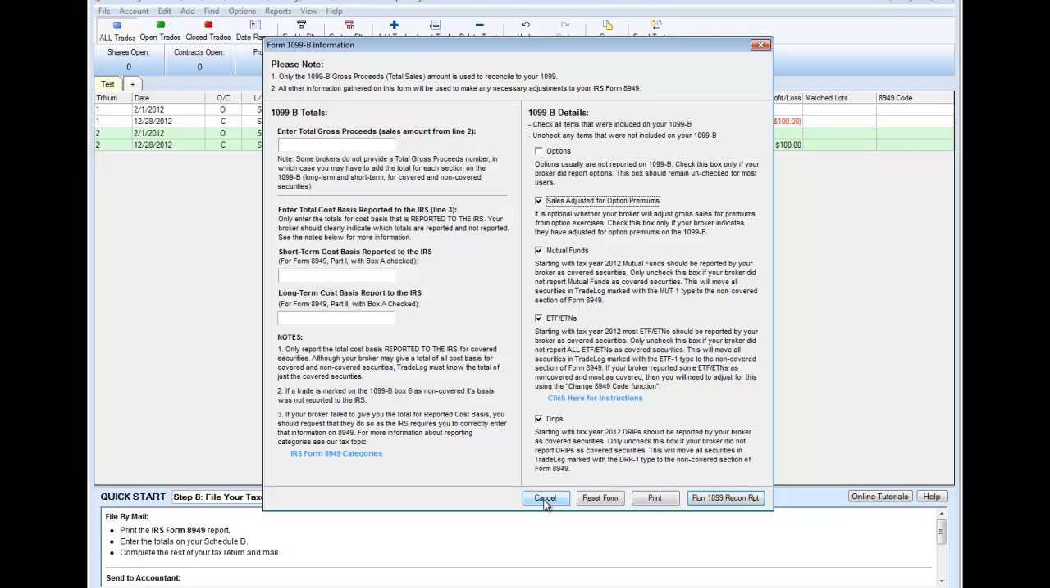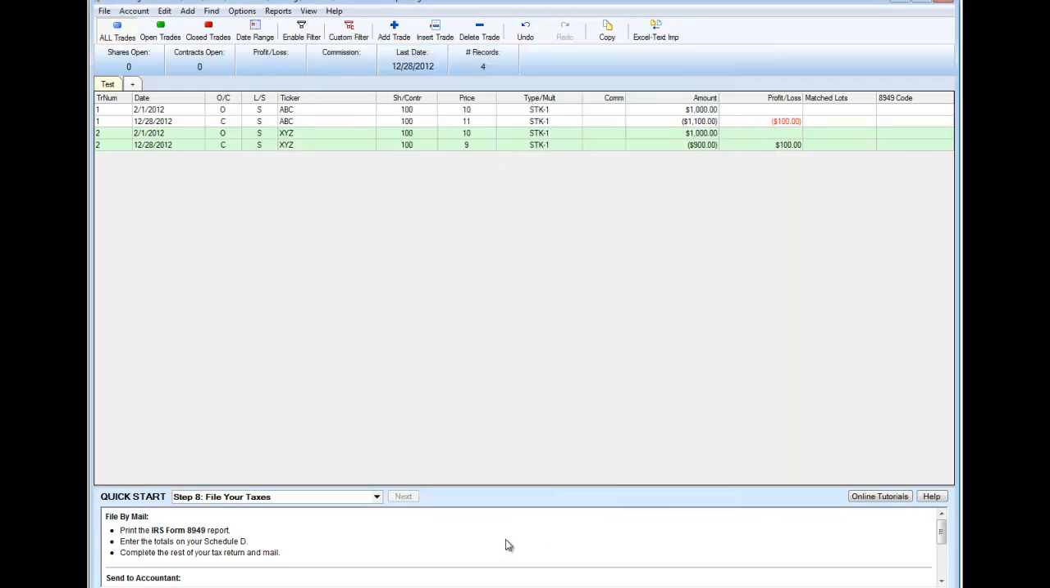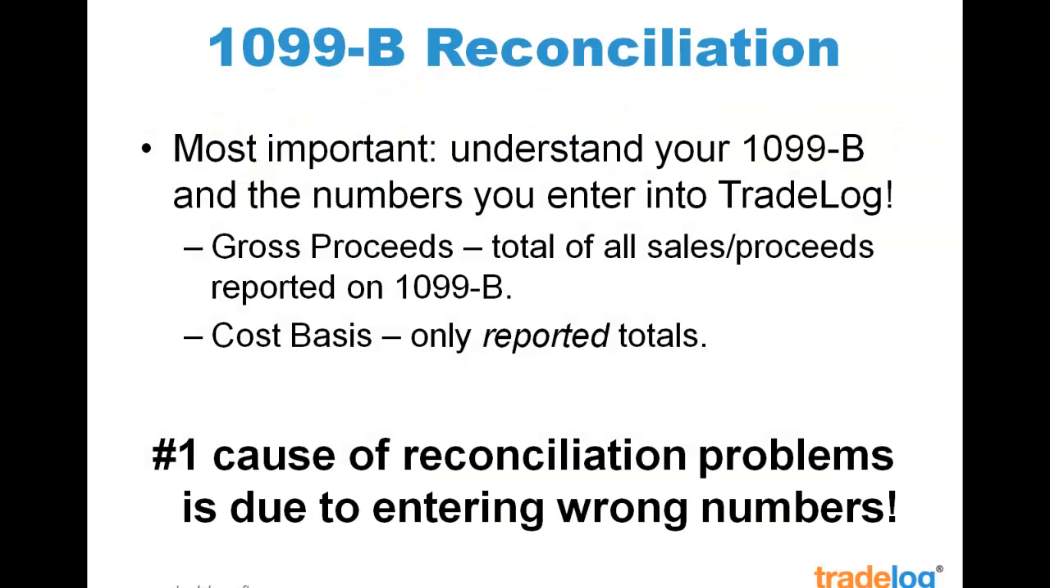The key is you need to look at your 1099 and you need to understand exactly what's being reported, and not being reported, by your broker. It's the number one cause of reconciliation problems. People contact us, my reconciliation report has a big difference. It's usually because they didn't enter the correct totals.